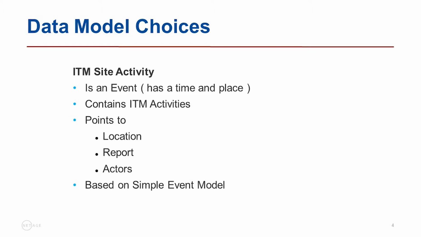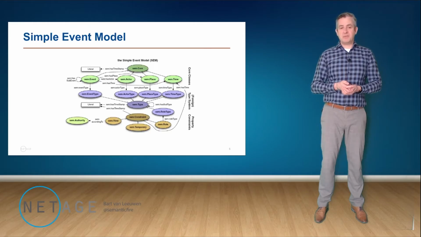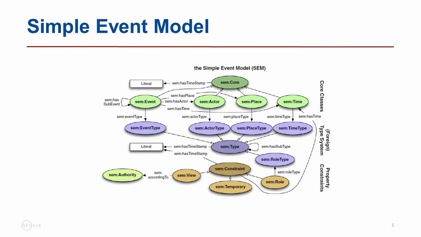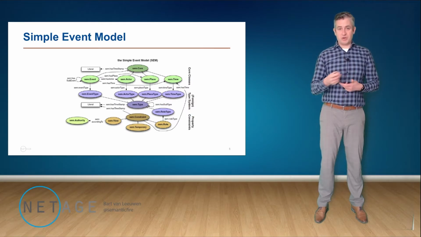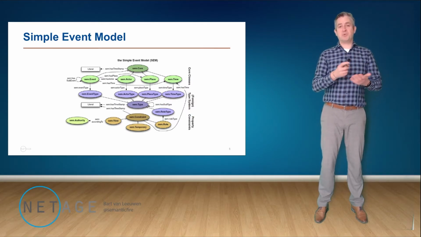We base that on the simple event model. The simple event model looks like this: there's a core in the center, and everything has an actor, a place, and a time. An event is built up out of these elements. If you think about ITM activities, it's more or less like that. You have either a building owner, an inspector, or an HJ, which are the actors. Or you have timestamps: when was something installed, when did the inspection take place, when was the due date, and were there intervals? This model can basically support us for that.